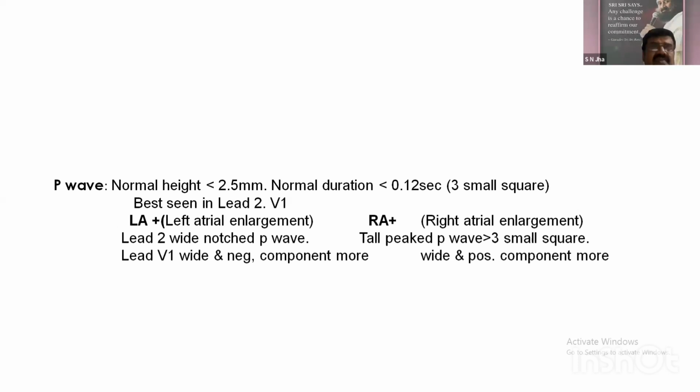Left atrial enlargement mainly occurs in diseases of the mitral valve. So sometimes we call it P mitrale, and right atrial enlargement occurs due to problems with the lungs or pulmonary circulation. So we call it P mitrale or P pulmonale. P pulmonale means right atrial enlargement, and P mitrale is left atrial enlargement.